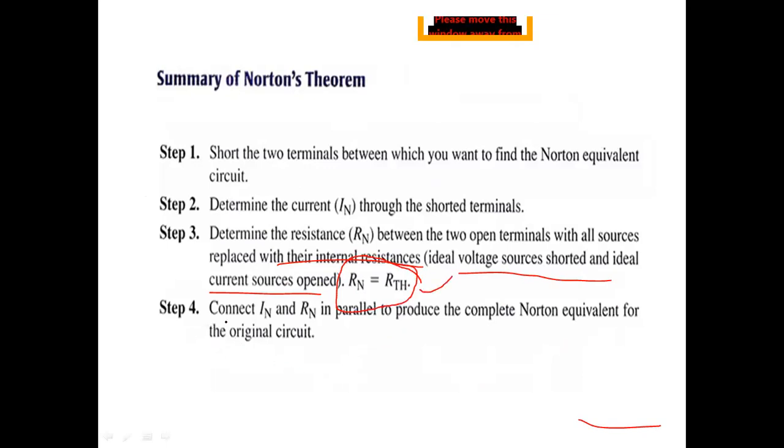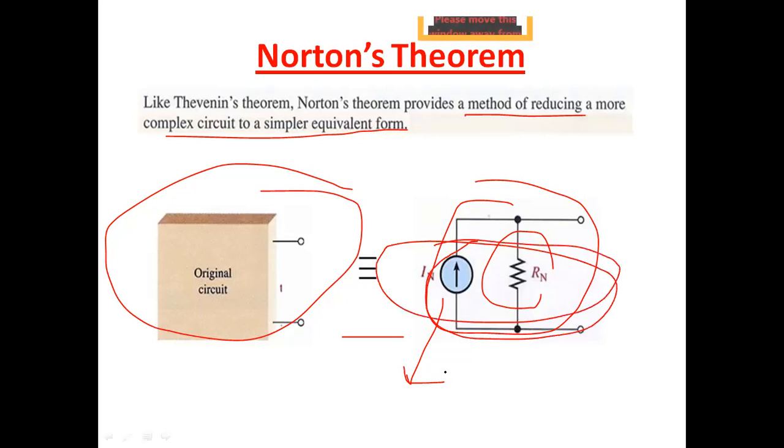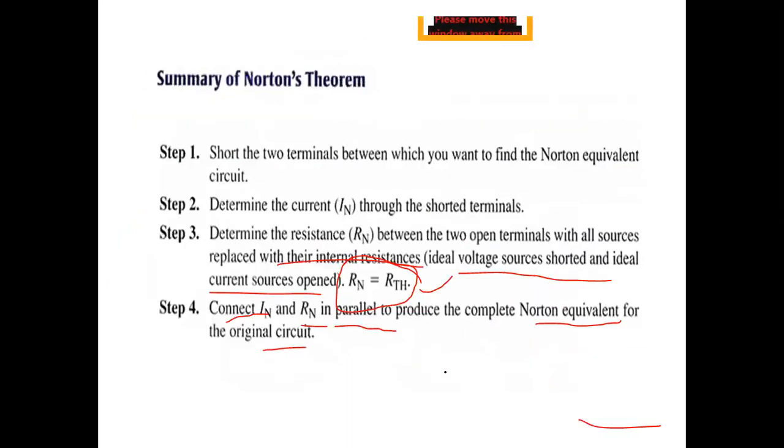Okay, and last step is connect Norton current and Norton resistance in parallel to produce the complete Norton equivalent for the original circuit. So what we have done here, we have connected IN and RN both in parallel with respect to each other to get the Norton equivalent circuit. So this is the Norton equivalent for the original circuit to reduce the complexity of the original circuit. So Norton's theorem is also used. So this is Norton's theorem.